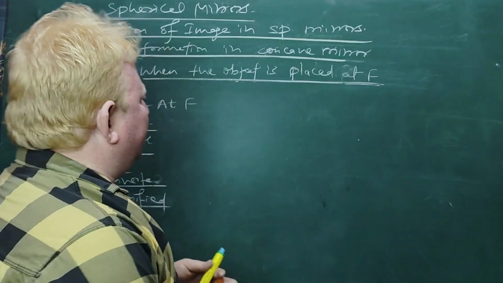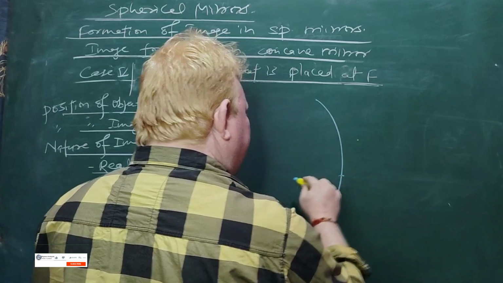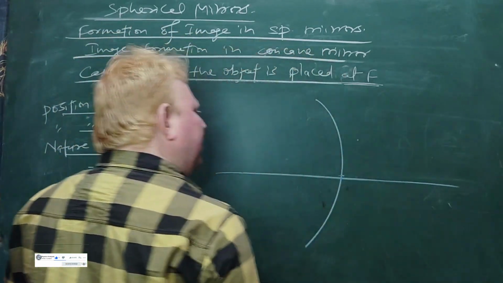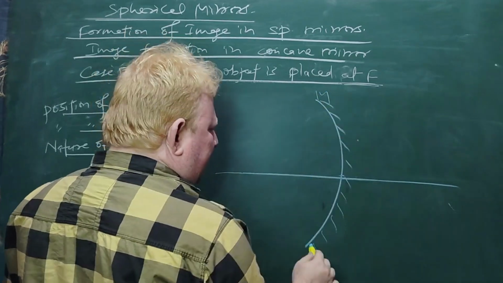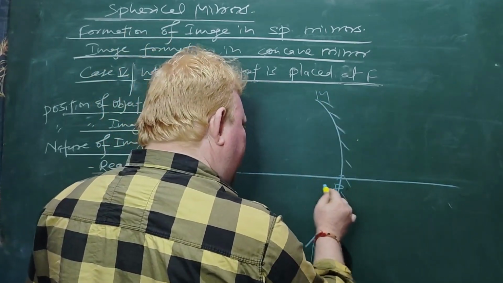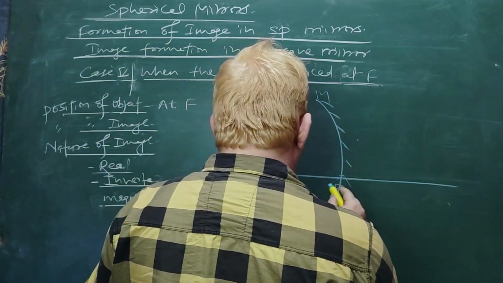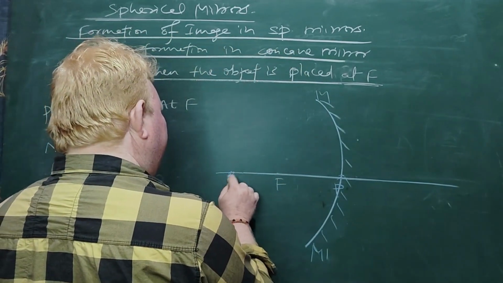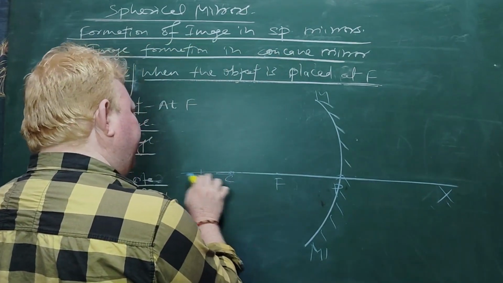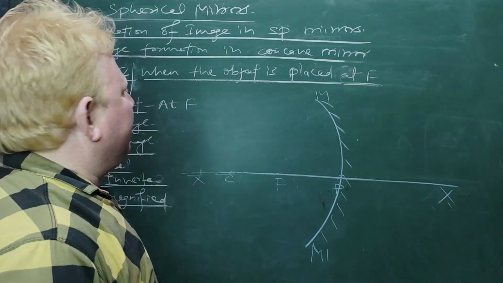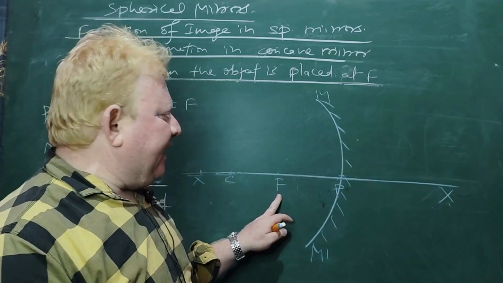Okay, so case 4 is when the object is placed at focus. So let us consider one concave mirror, right? Let us consider a concave mirror MM dash whose pole P, focus F and center of curvature C, of course, and principal axis X dash, right? Okay. So now in this case 5 we are considering the object to be placed exactly at focus.